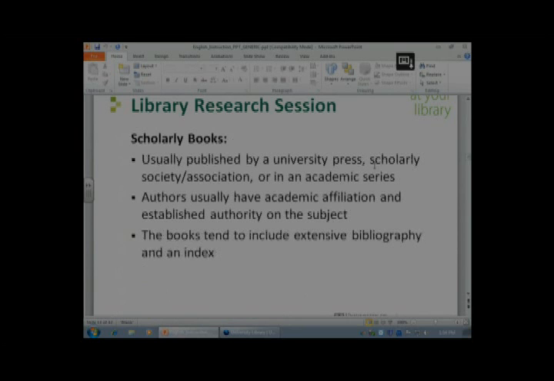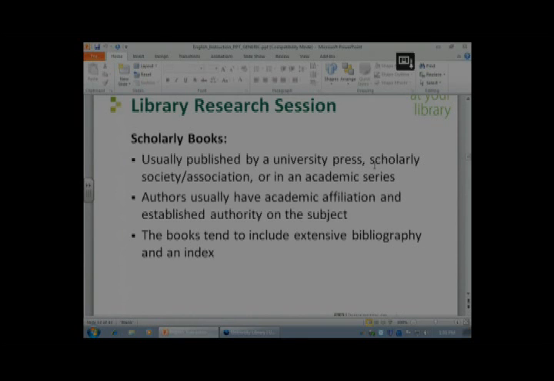Scholarly books, same sort of thing that we talked about with the journal articles, usually published by a university press, by a scholarly association or society, but also think in terms of books in an academic series. If you see a book that's number 15 in a particular series, especially in a university library, chances are it's a project that a publisher has invested a fair bit of time, money, and a few other things into. And again, these kinds of books are vetted or assessed for quality and authority at a very high level.